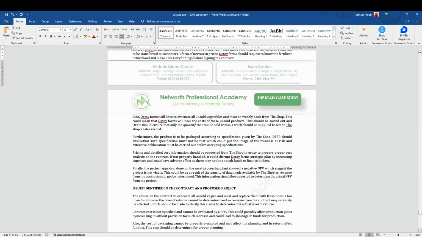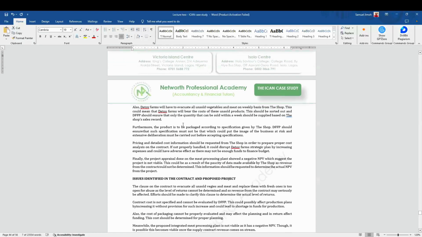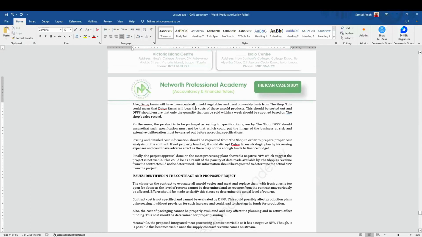Then I picked an issue on the evacuation of unsold vegetables and milk on a weekly basis. So I was looking at who will bear the cost, right? Who will bear the cost? Although there is no need to pick this issue here, because they already told us that they will add a 25% markup, to pick it, fine. It depends on how you see it.